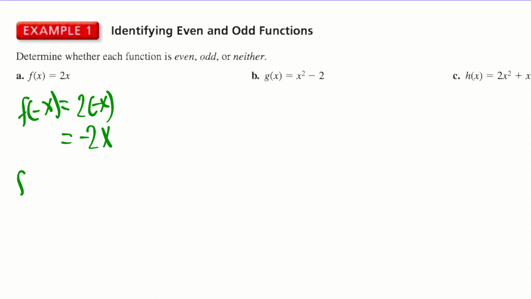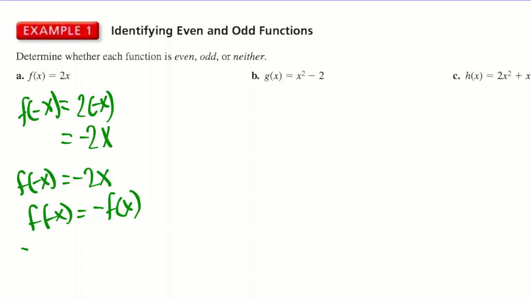What we just figured out is that if we substitute in a negative x, what we get is the opposite of the function that we started with. So we have f of negative x is equal to negative f of x. By definition, this is telling us that this is in fact an odd function.